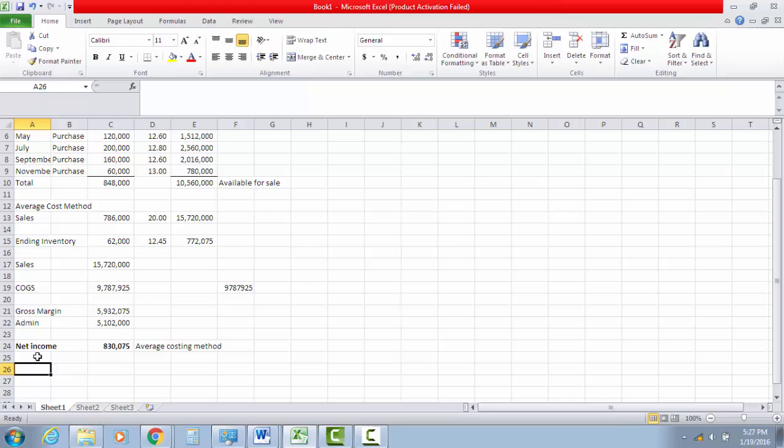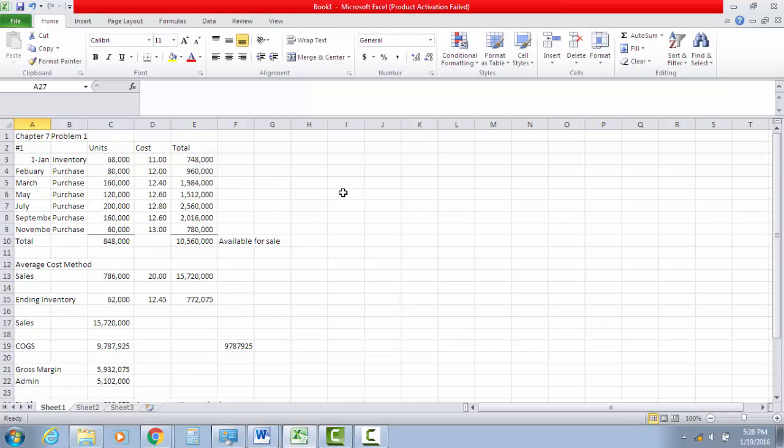So looking at the FIFO method, remember, first in, first out. So I would need to figure out which items were sold and such for that. So taking a look at the FIFO method, remember, my ending inventory in units is 62,000 units. So FIFO, first in, first out, means I sell from the top down.